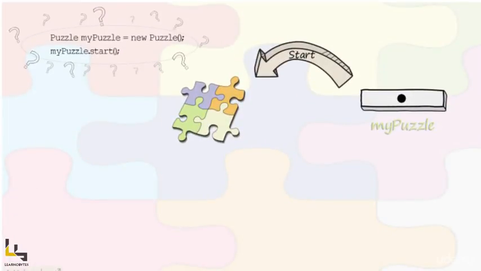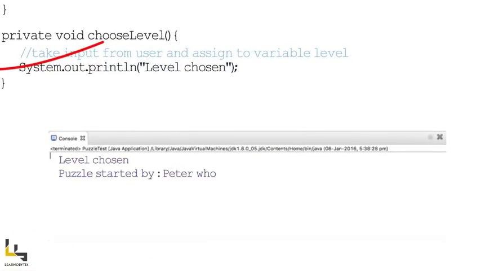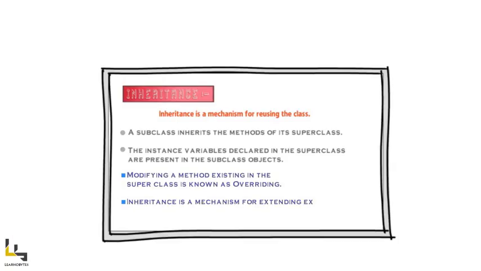Let's see what happens now when someone starts a puzzle. Here is the output when we run the program. Modifying a method existing in the superclass is known as overriding. Thus, inheritance is a mechanism for extending existing classes by adding instance variables and methods.